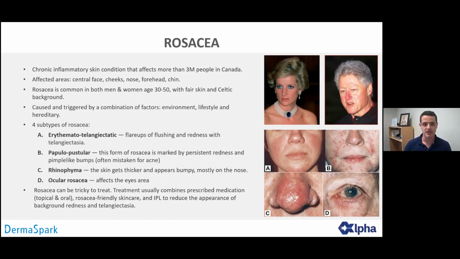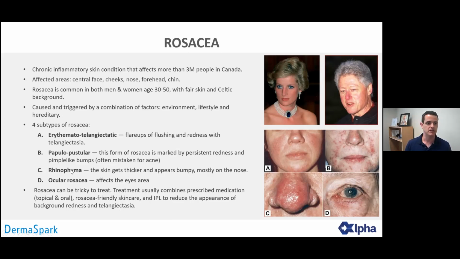There are 4 subtypes of rosacea that we need to be familiar with. We have the erythematotelangiectatic rosacea that is characterized by chronic flare-ups and flushing of redness with telangiectasia, like what we see here in picture A. The second type is papulopustular rosacea, and this form of rosacea is marked by persistent redness and pimple-like bumps that are often mistaken for acne.